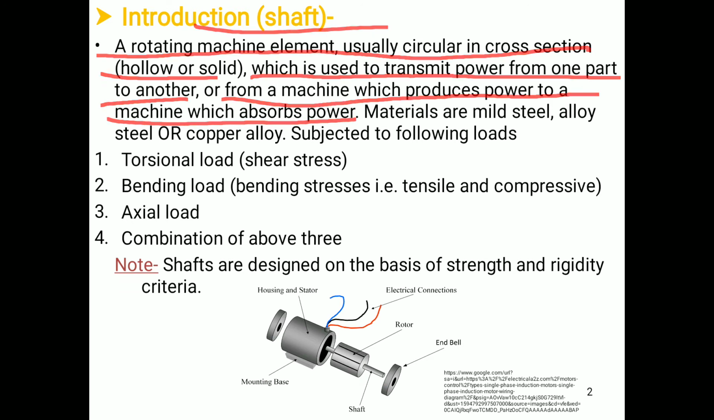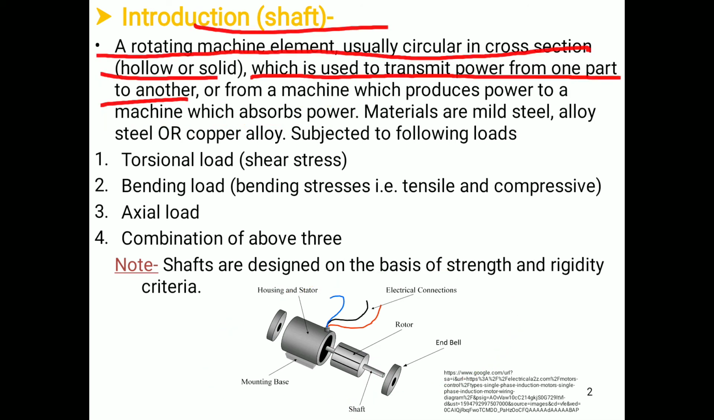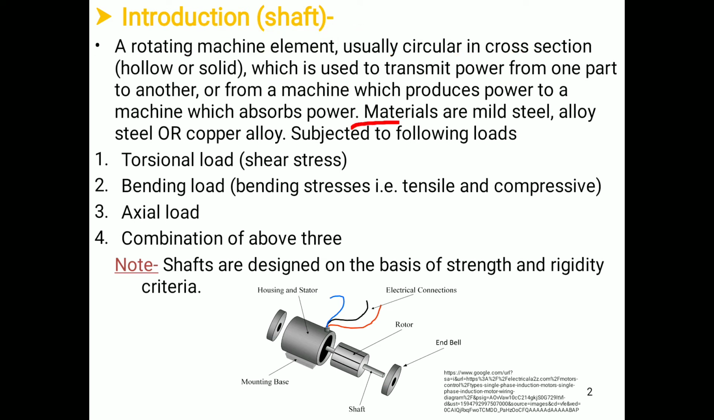For example, this is a motor which consists of number of units, but we are going to concentrate on shaft only because our unit 4 is based on the shaft only. So this is a shaft which is used to transmit the power from one part to another part. Remember that shaft is always circular in cross section, but it may be hollow or solid in section. The materials which are used to manufacture the shaft are mild steel, alloy steel, or copper alloy. So remember that shaft may be made up of mild steel, alloy steel, or copper alloy.